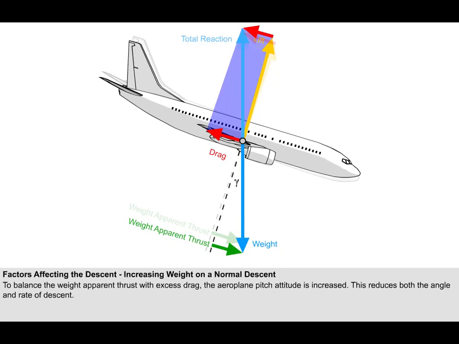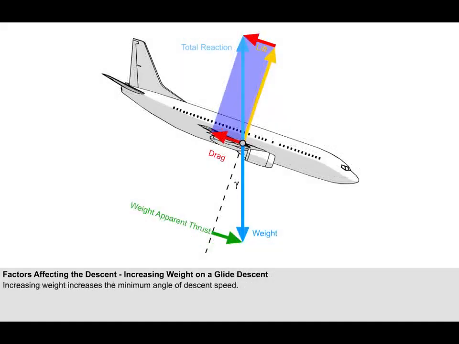Therefore, a constant speed is maintained but at a shallower angle. So under normal conditions, at a constant speed, an increase in weight decreases the angle of descent and therefore decreases the rate of descent. However, descent profiles are complicated as some aeroplanes, namely Class A aeroplanes, change their speed characteristics constantly during the descent profile.